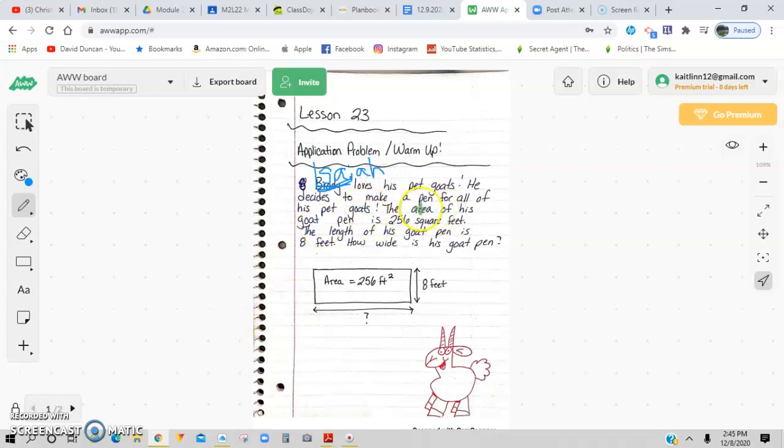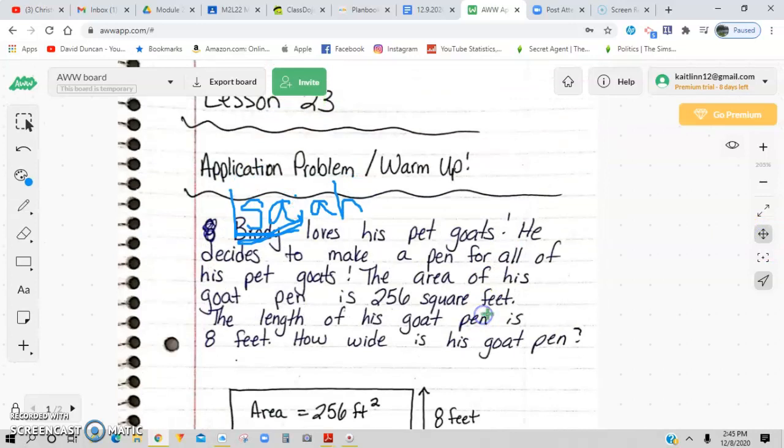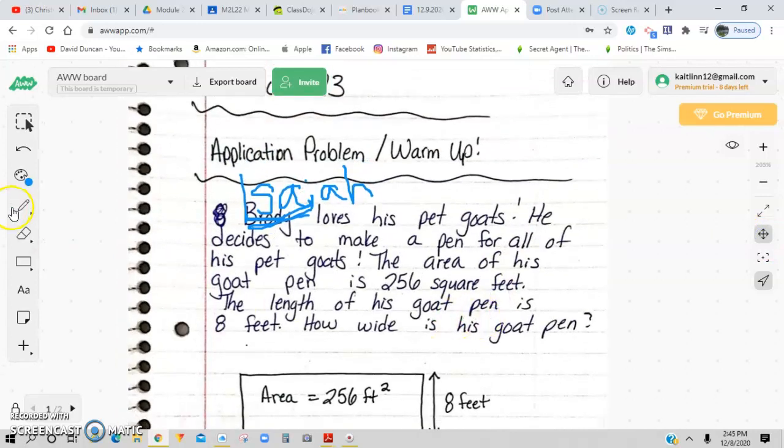You do not have to write down this story problem, but I do want you to write down the work that we're going to do. And if you want to draw a cute picture of the goat, you can. Going ahead and getting started, our warm-up today says, Isaiah loves his pet goats. He decides to make a pen for all of his pet goats. The area of his goat pen is 256 square feet. The length of his goat pen is 8 feet. How wide is his goat pen?